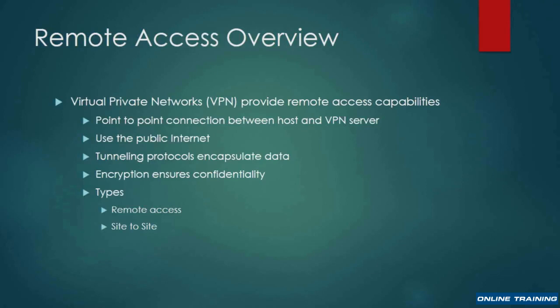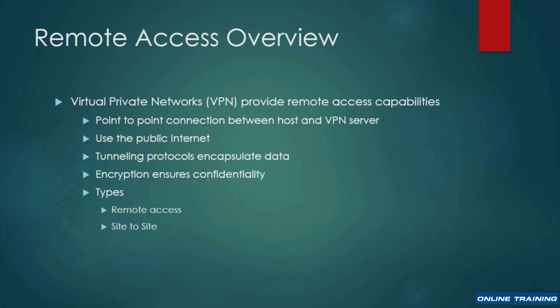VPNs are point-to-point connections between a client and a VPN server. It is utilizing the public internet, and so it is inherently less secure than a dial-up remote access connection. But because of that, it's going to be using tunneling protocols and encryption. Tunneling protocols encapsulate the data, and that just means package it. And the only time the data is unpackaged is at the source and the destination. So it's completely packaged as it's going over the public internet, and then it's encrypted, which ensures the confidentiality of the data.